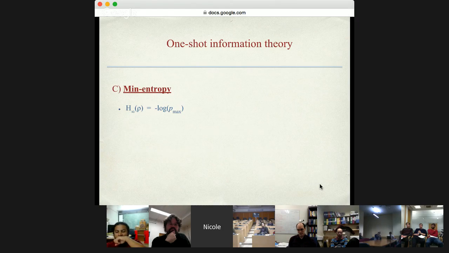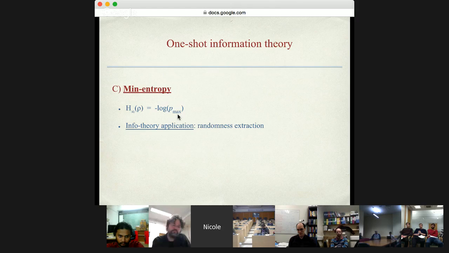The final entropy that we'll need to discuss is the min entropy, the order infinity Renyi entropy. Here, Pmax is the greatest eigenvalue of the quantum state rho, or the greatest value in the probability distribution P. One application it has is to randomness extraction. Suppose that I give you a few copies of some probability distribution. This distribution isn't pure and it isn't maximally mixed, but you would like to extract from it as much randomness as possible, as large a uniformly random state as possible. What is the maximal efficiency with which you can do that?